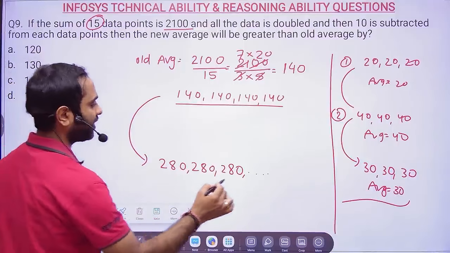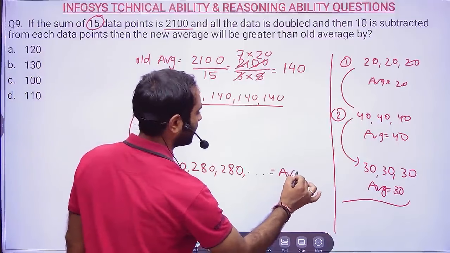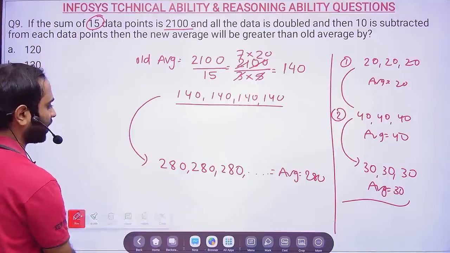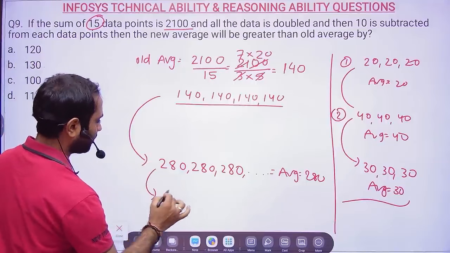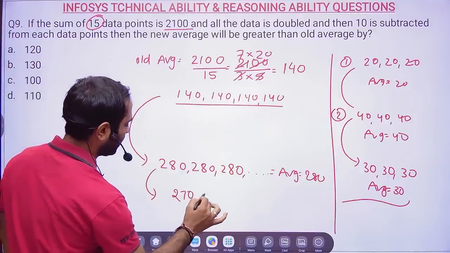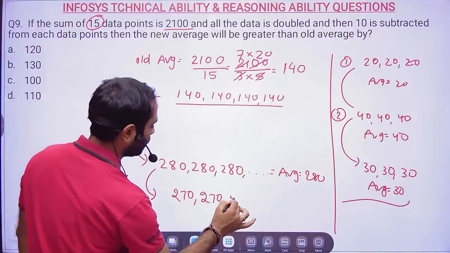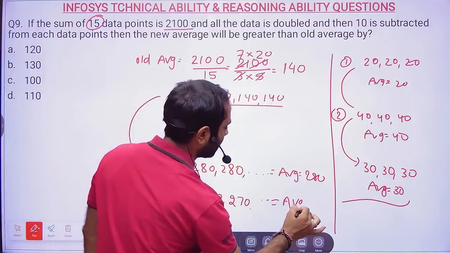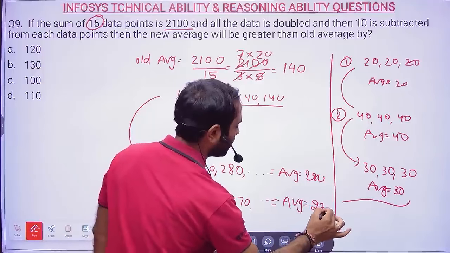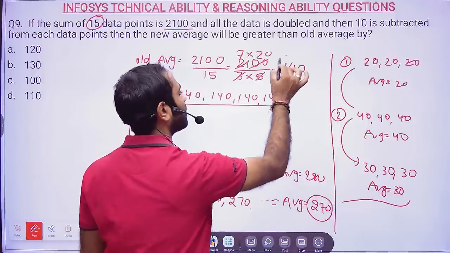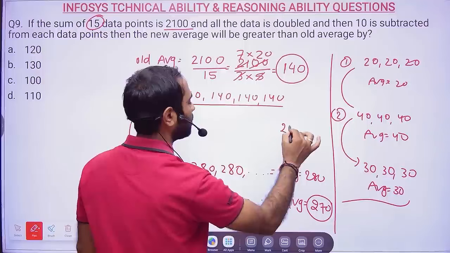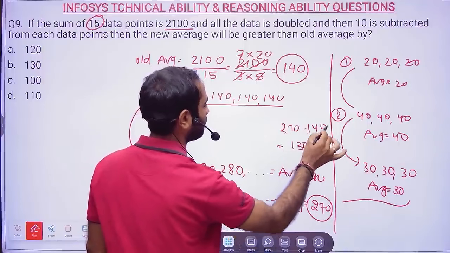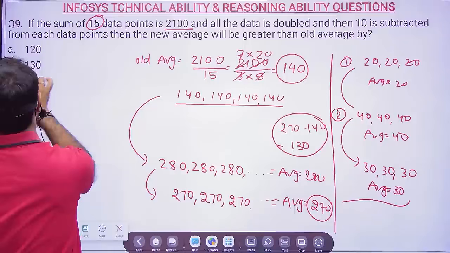So what will be the average? Sir, average will be 280. Now 10 is subtracted from each data, so 270, 270, 270. Then what will be the average? Sir, average will be 270. So this is my new average and this is my old average. What is the difference? 270 minus 140, so it is nothing but 130. Option B will be the correct answer.